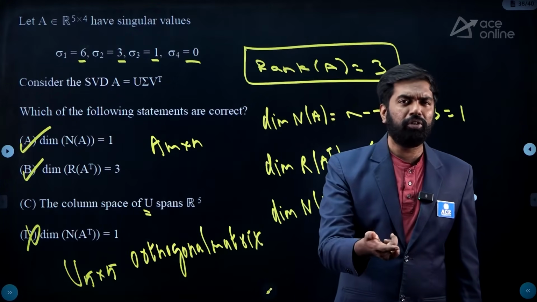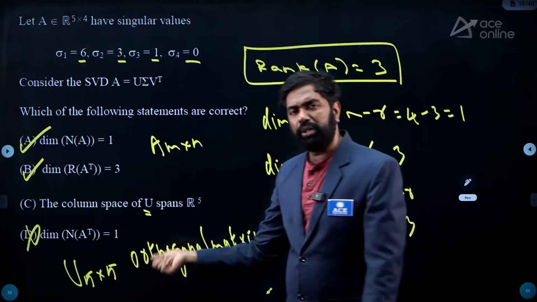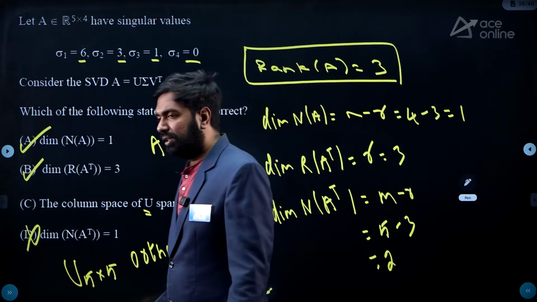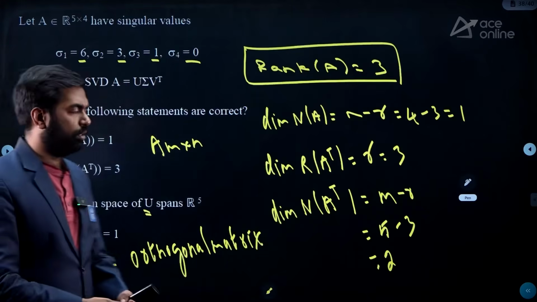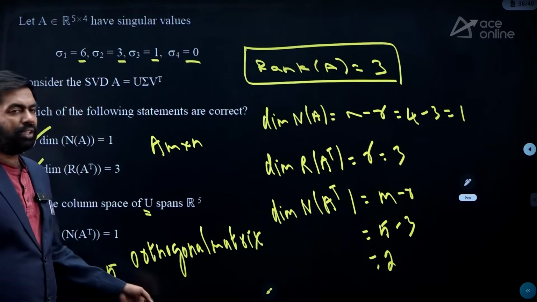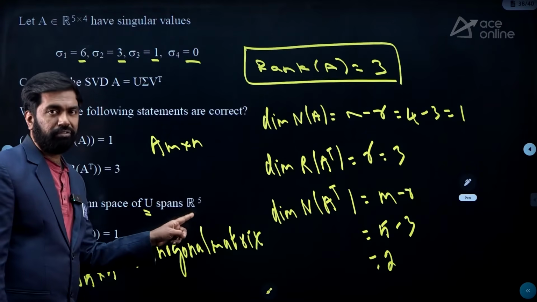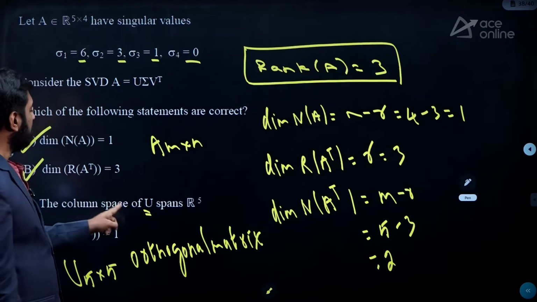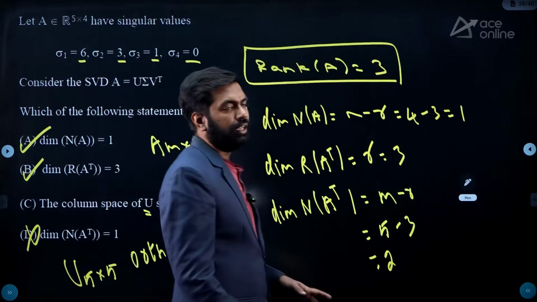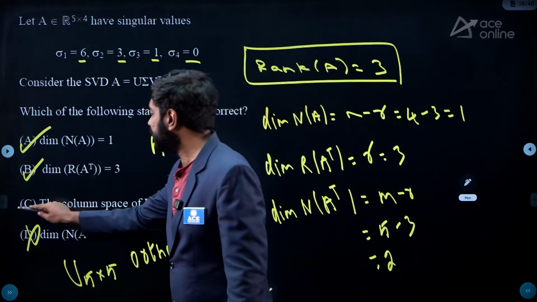We also know the determinant of an orthogonal matrix is not 0. So through that also you can confirm that the columns are linearly independent. If the columns are linearly independent, the 5 columns will definitely span R power 5. So the column space of U spans R power 5 is the right answer. There is nothing wrong in this.